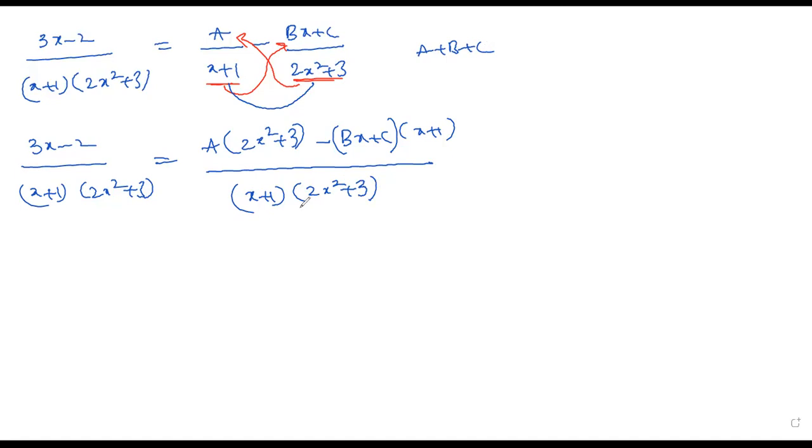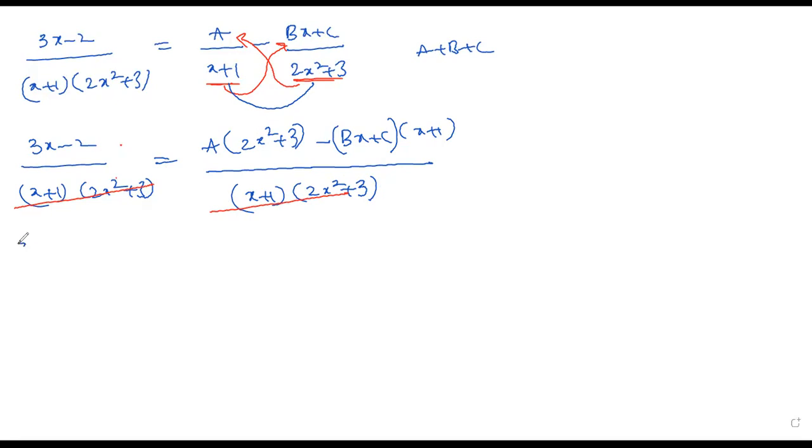Okay. Now here we can cancel this part directly, because this is a denominator part, and this is also a denominator part. If it comes to that side, it will be multiplied, so numerator and denominator get cancelled. So what remains, we will write here.